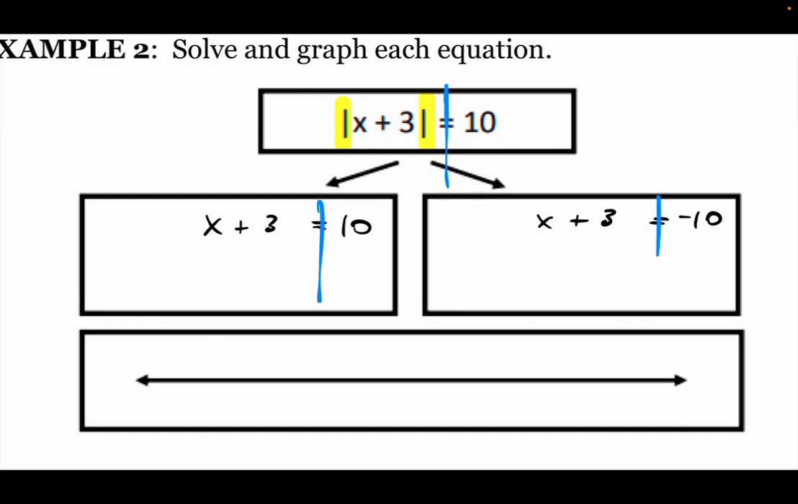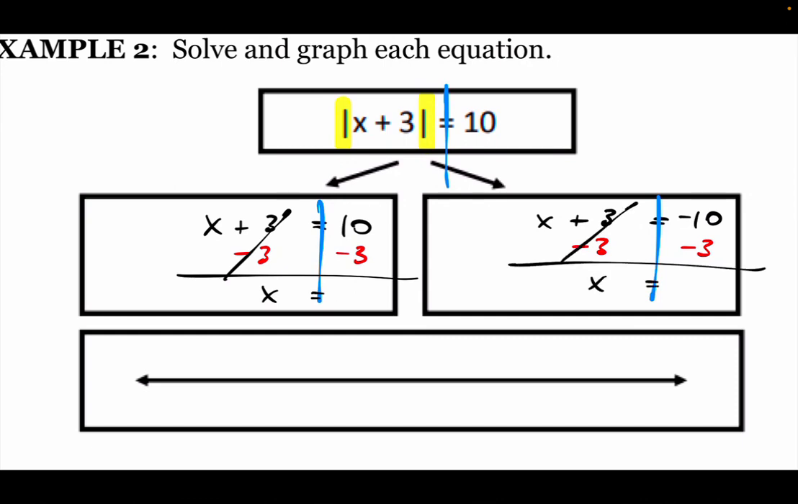This time I have to solve a little bit. I have +3, right? How do I get rid of +3? I subtract 3. One of them is going to be 10 minus 3, 7. And the other one is going to be -10 minus 3, -13. So there's my 2 answers.